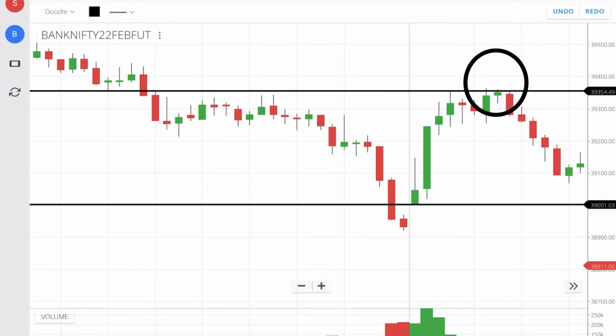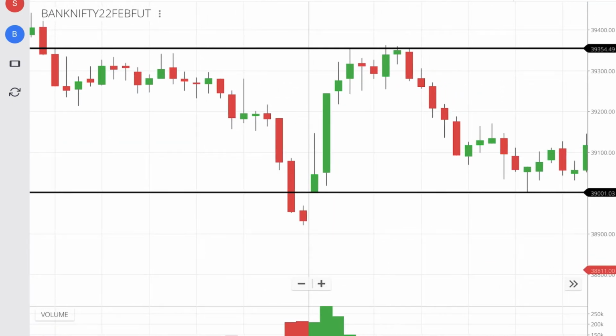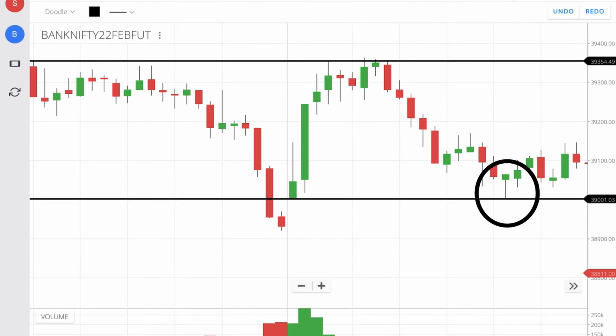Okay, once the OR is marked, it acts as a resistance, and as you can see, the resistance came from the opening range high itself. Then the markets went down, and then it took support on the opening range low again. So now you will understand the importance of this opening range thing.